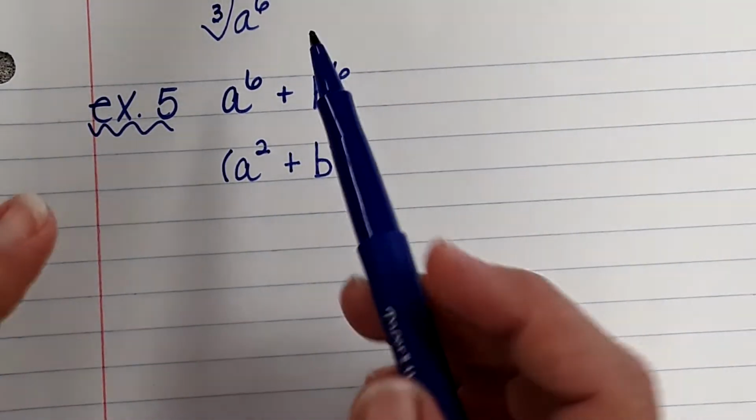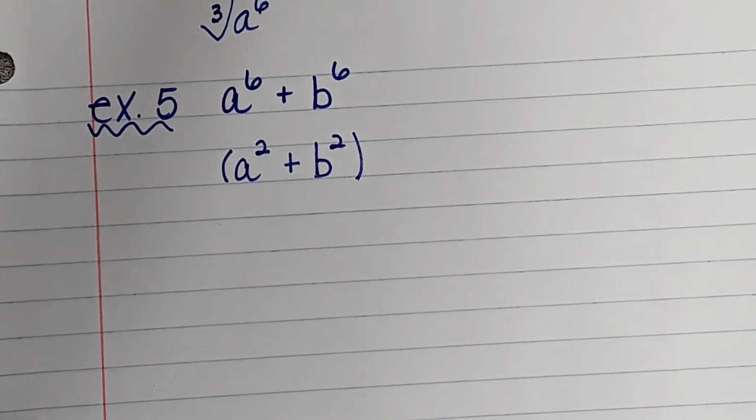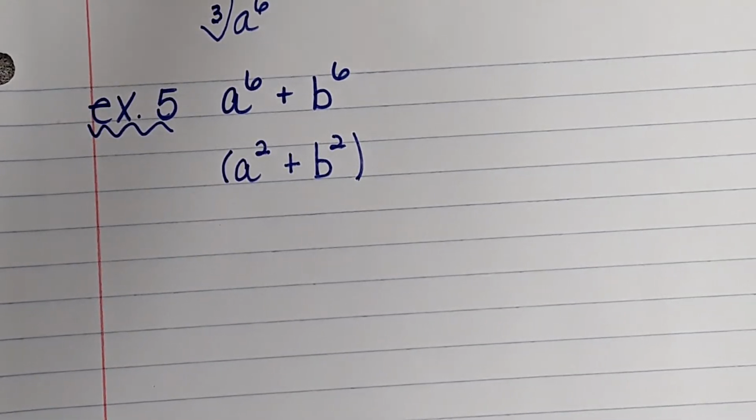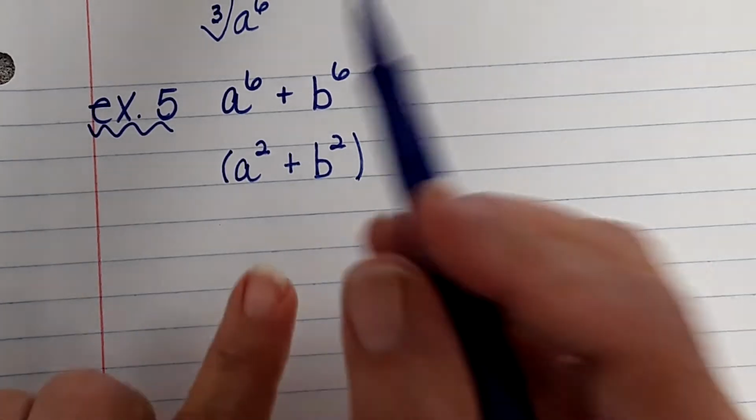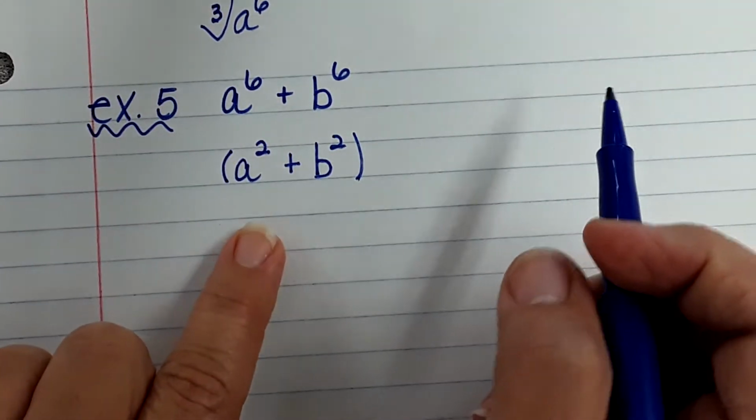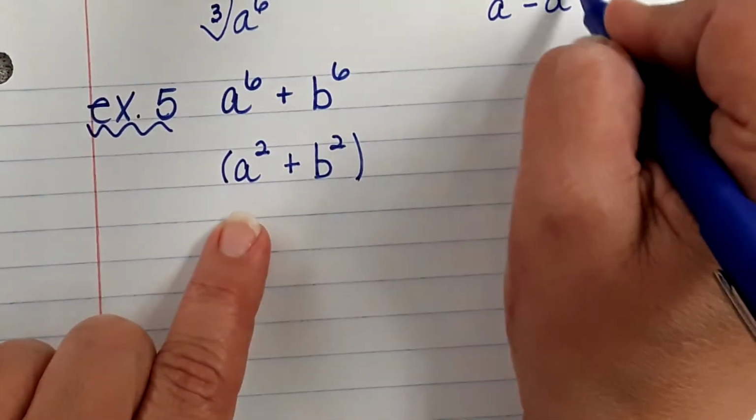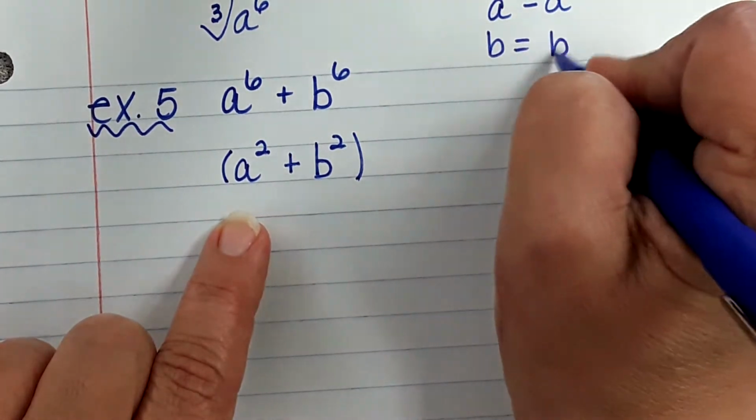Okay? So if your exponent is a multiple of 3, then you can take the cube root of it. But it has to be a multiple of 3, like 6, 9, 12, 15, right? 6 is a multiple of 3. It goes in 2 times. So now what happened is we have a sum of squares. The reason it's the sum is because this is positive, this is positive. So now, believe it or not, my a is a squared and my b is b squared.